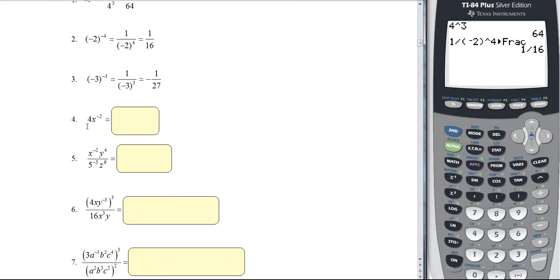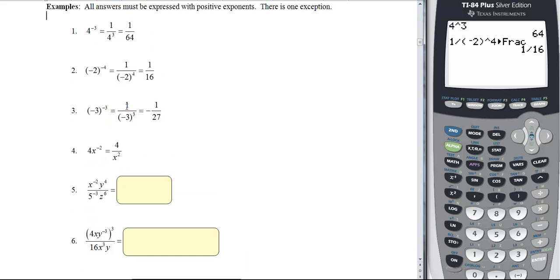Alright, next problem. I have 4 times x to the negative 2. The negative 2 is only attached to the x, and that's all it can apply to. So I've got to get rid of the negative exponent by taking this down to the denominator. So I'm going to end up with 4 over x squared. And there it is.